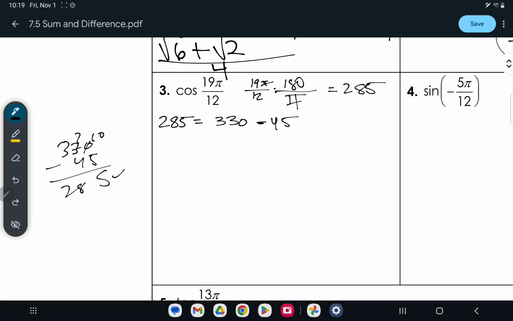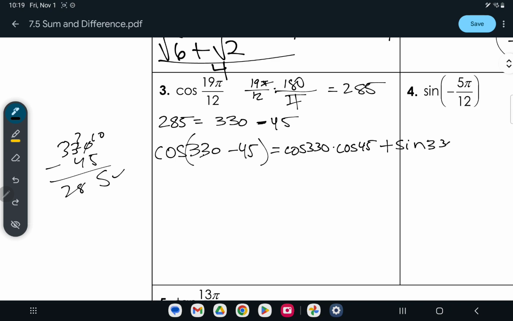So now it's a minus, so we're going to use the difference formula. So that's cosine of 330 minus 45 equals cosine 330 times cosine 45 plus sine of 330 times sine of 45.